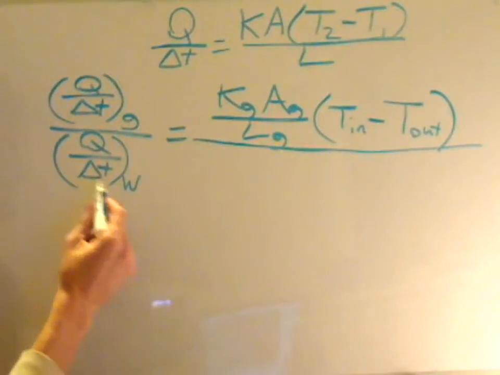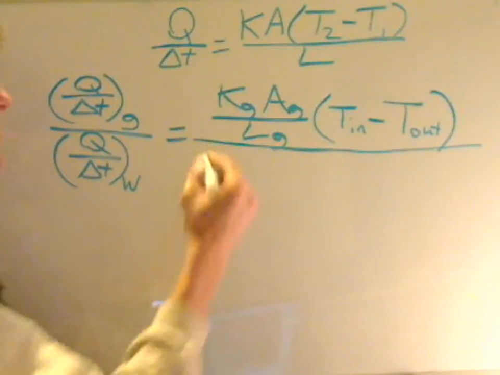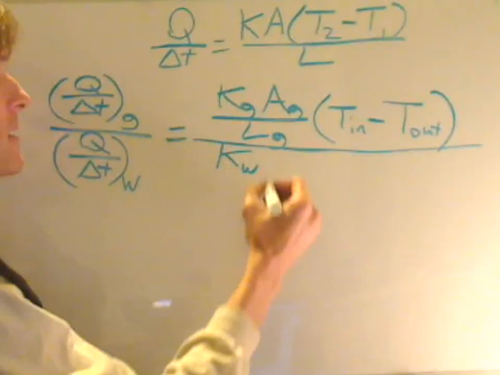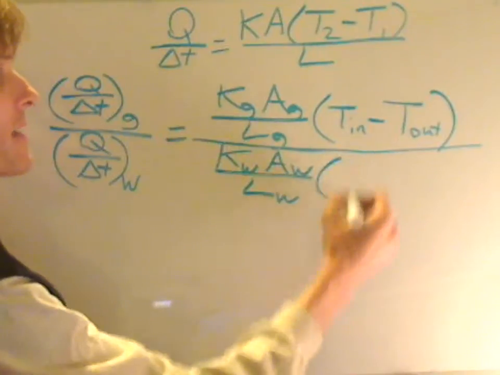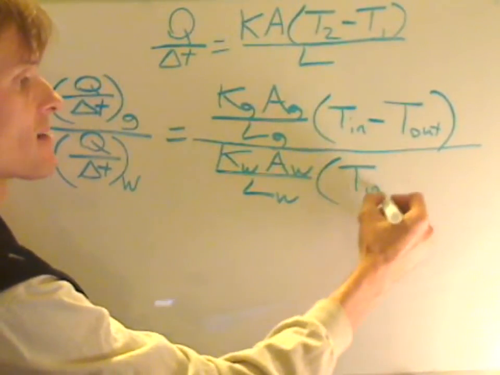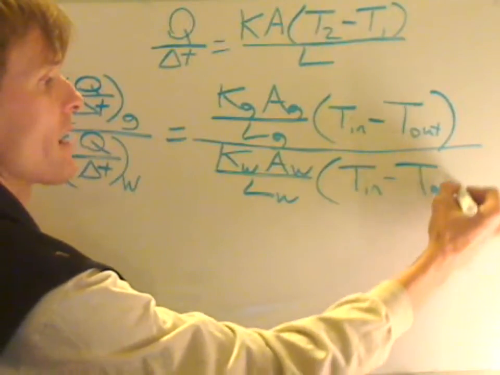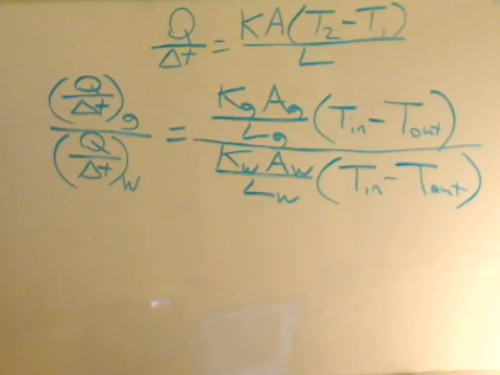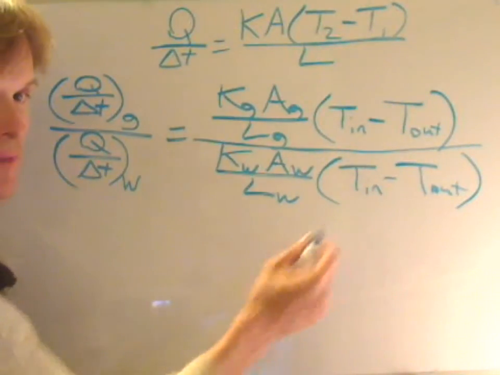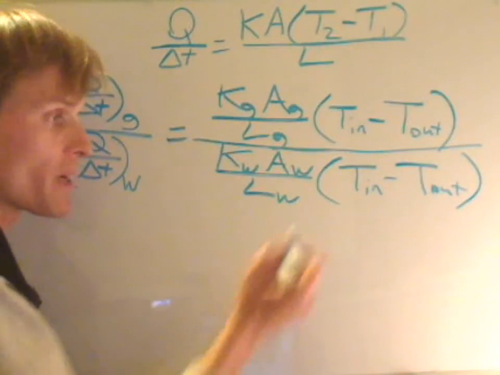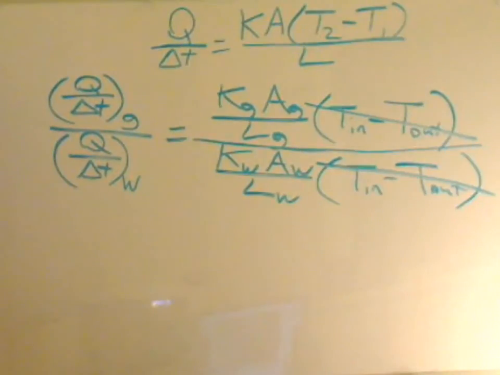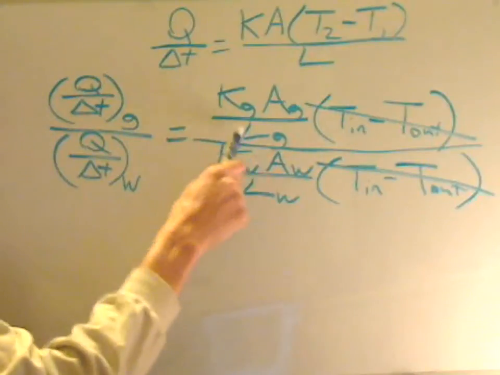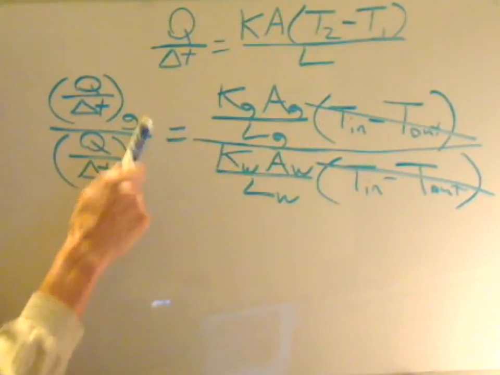Okay? And that's divided by the heat transfer through the wall. So this would be K of the wall, area of the wall, divided by thickness of the wall, times the temperature difference again, T inside minus T outside. Okay? So we have a situation then where the temperature difference is the same in both the numerator and the denominator. So we can just go ahead and cross that out. It cancels out.